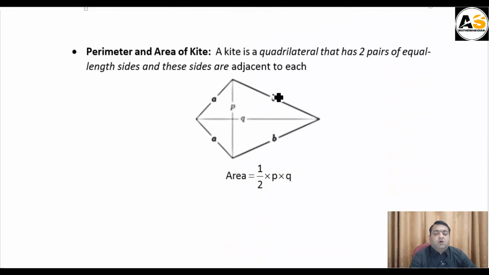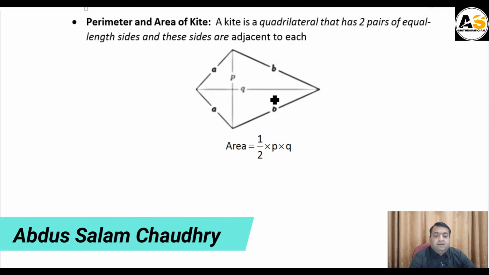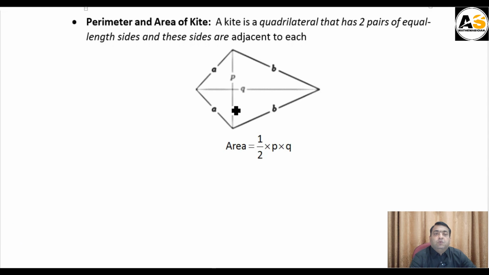Now we come across another important shape which is a kite. Kite is a quadrilateral. These two adjacent sides are equal in length and these two adjacent sides are also equal in length, and its diagonals are perpendicular to each other. This is diagonal Q, this is diagonal P, they are perpendicular to each other. If the length of this side is A, this will also be A, and these two adjacent sides will also be equal. So a kite is a quadrilateral that has two pairs of equal length sides and these sides are adjacent to each other.